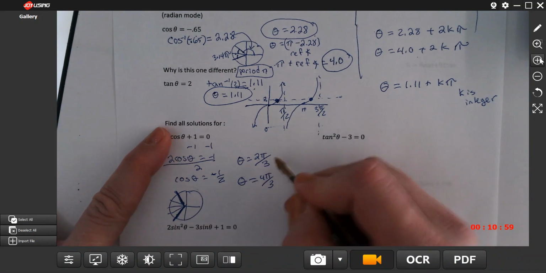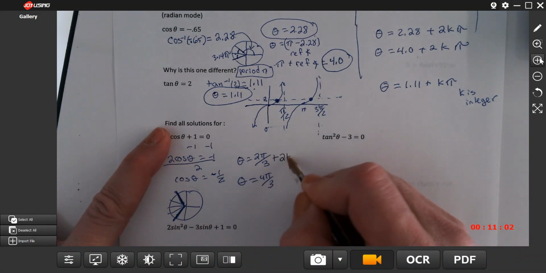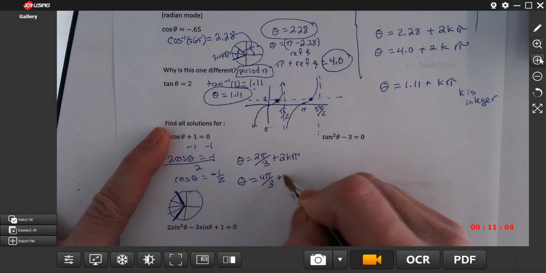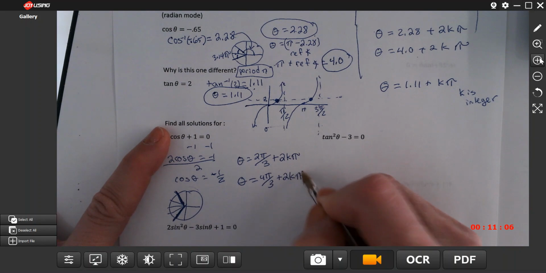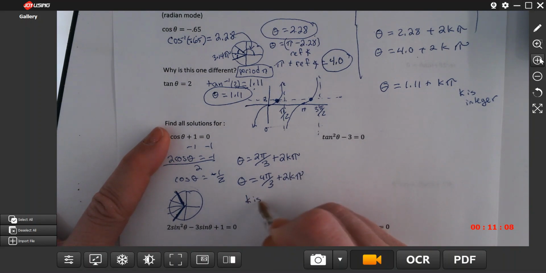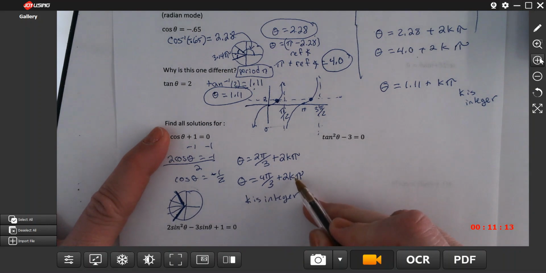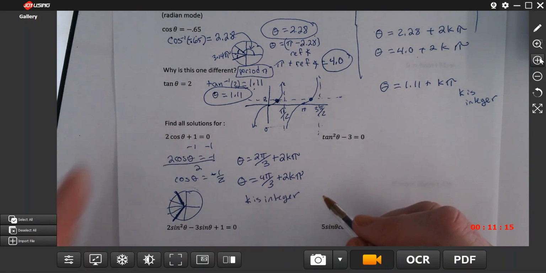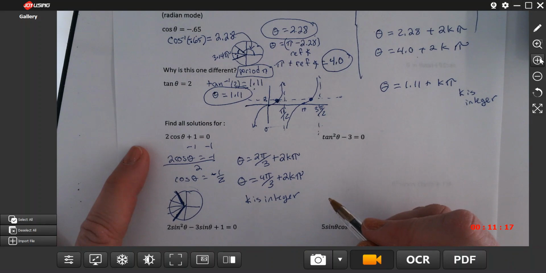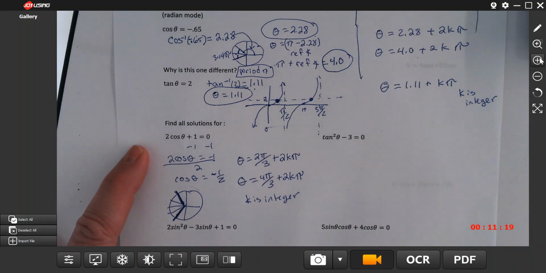And it says find all solutions. So for each of those, I add 2k pi, and that gives me the whole set of solutions. And I do have to keep saying k is an integer. Because if k was a half, for example, I would not land on another terminal side, coterminal side.